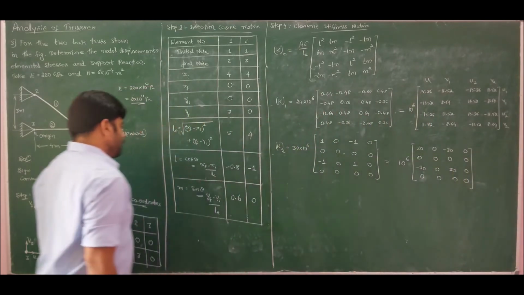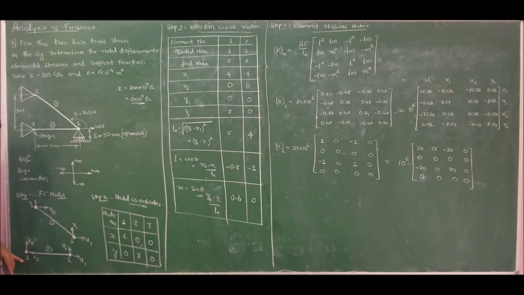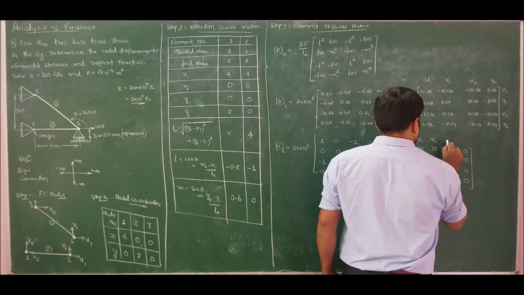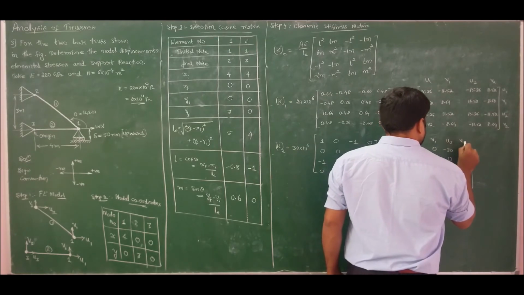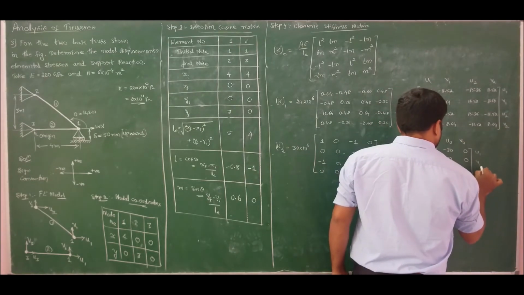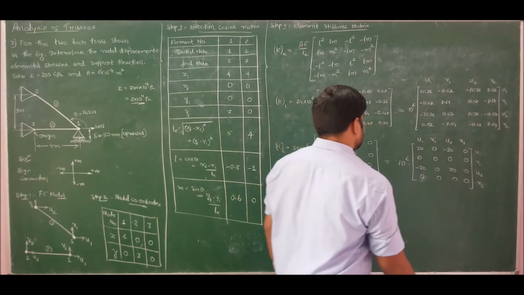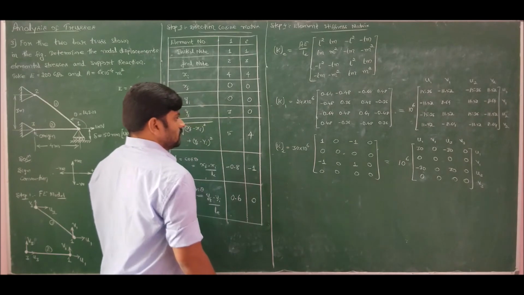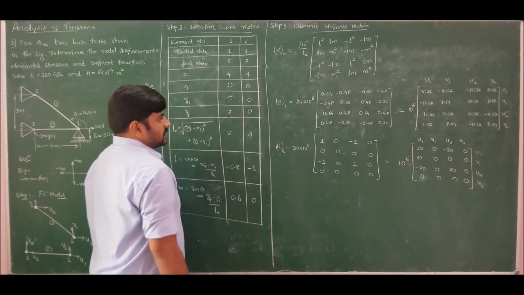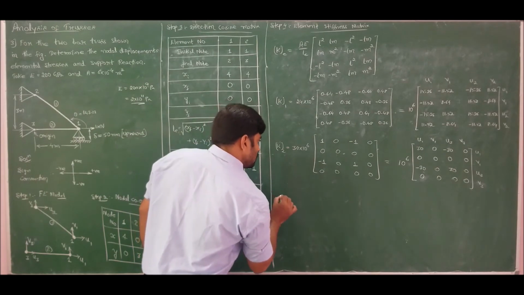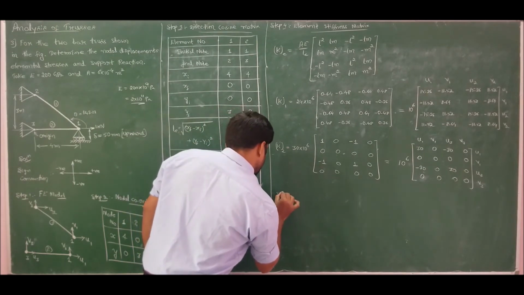Coming for the nodal displacements of element 2, it is u1 v1, u3 v3. So we have u1 v1, u3 v3 along the rows and columns. Now we have calculated the element stiffness matrices of both. So moving to step 5, the global stiffness matrix.